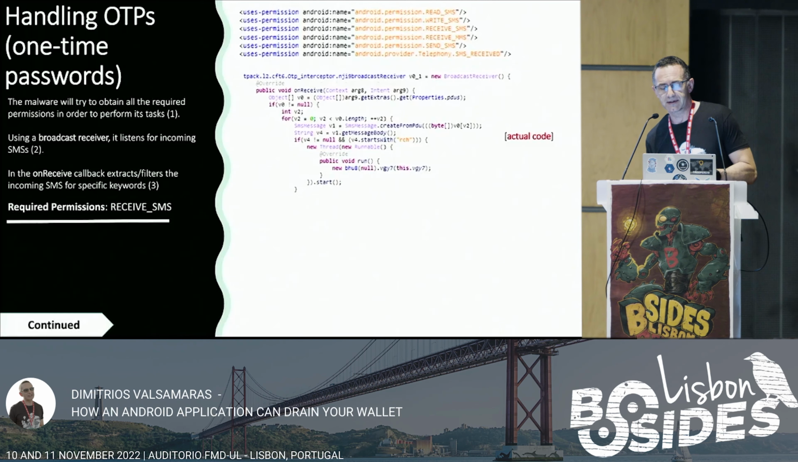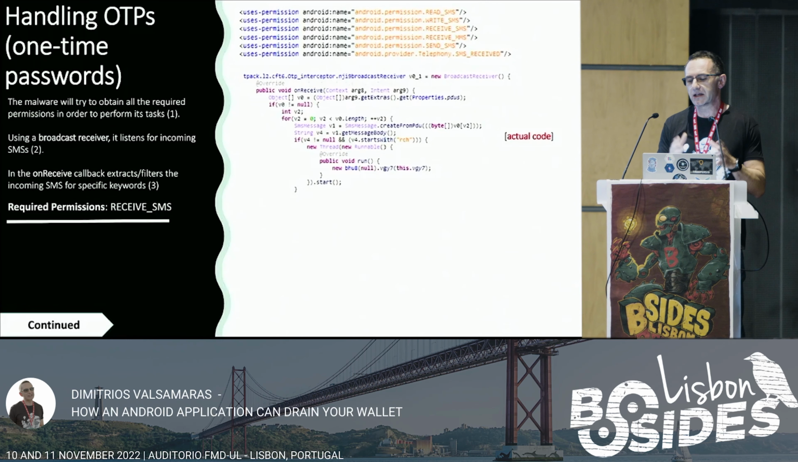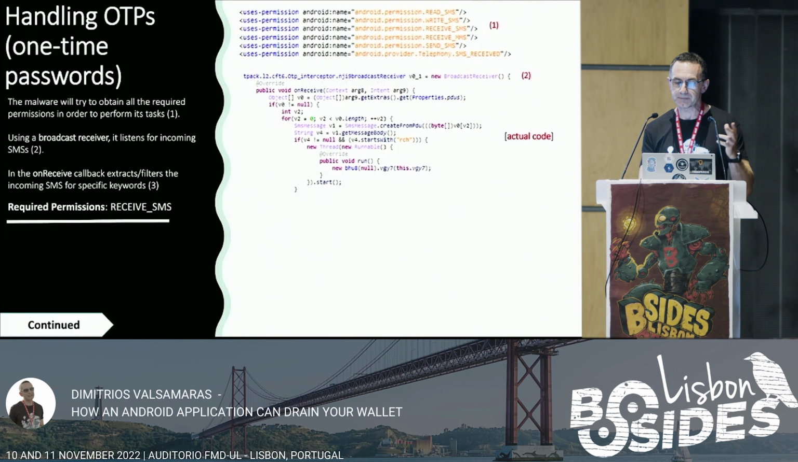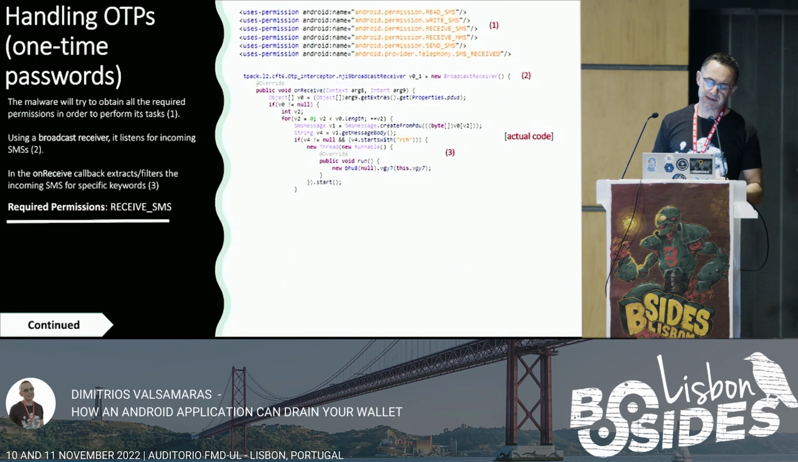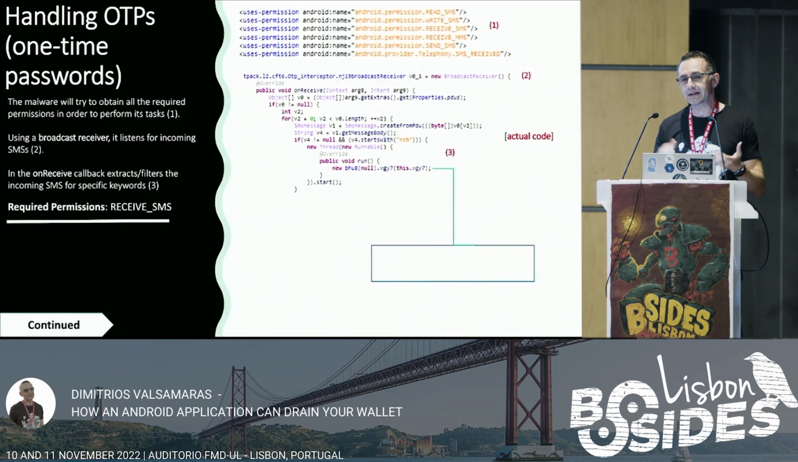And let's see how this thing works. In short, the app has to declare some specific permissions, and it needs these permissions in order to define a broadcast receiver. In the on-receive callback, it will just get the incoming SMS, examine the body of the message, and search for specific keywords corresponding to the specific SIM operator, the specific service provider. So it will extract the PIN and use an API called sendTextMessage, for example, in order to send this message back to the server.